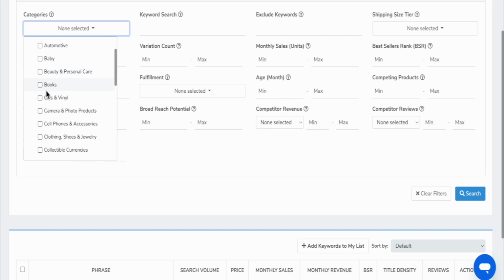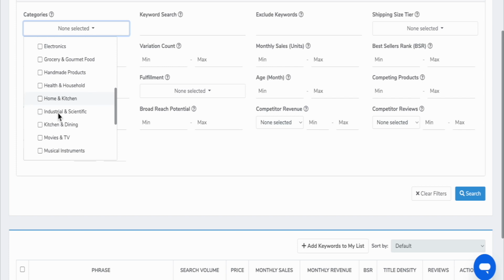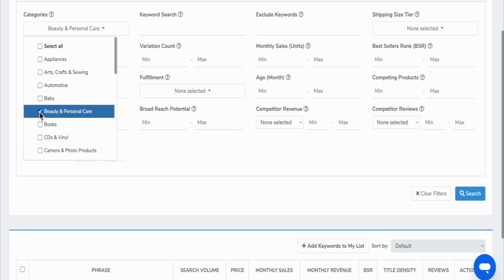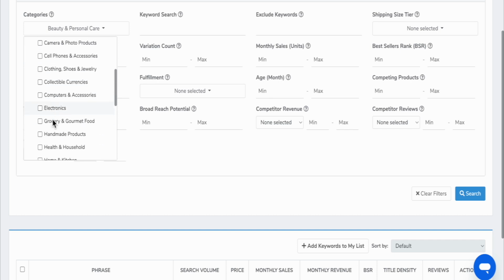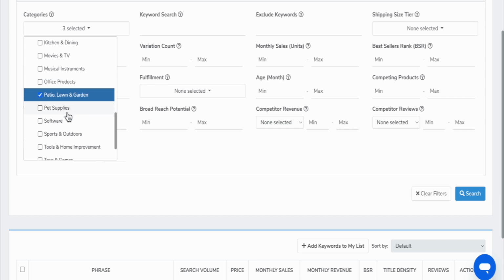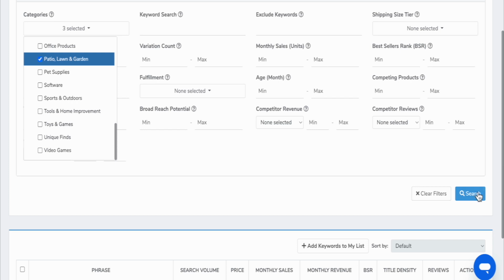The next thing you want to think about is the categories that you want to avoid, because some of these categories, it is a little harder to get approved to sell, or you're not even able to sell in. So for me, I wouldn't sell in CD or vinyl, electronics, baby products, things like that. Now, I would sell in beauty and personal care. I would do home and kitchen, patio and lawn. And we're just gonna do those 3 for now, just for video purposes. And then from there, you're going to hit search.